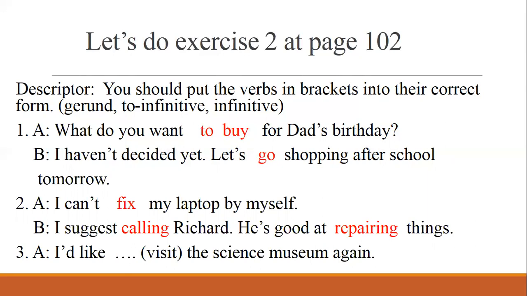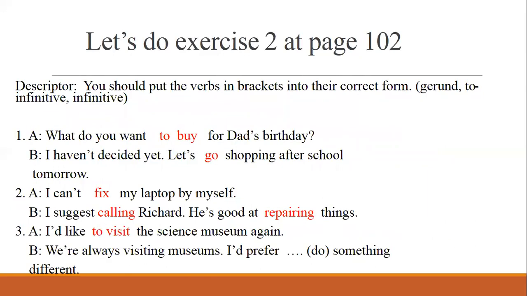The third sentence: I'd like the science museum again. So, what verb do you think we use? Yes, you're right, we use to infinitive. I'd like to visit the science museum again. Because after would like, would prefer, we use to infinitive.